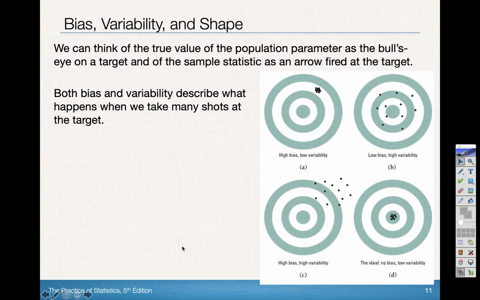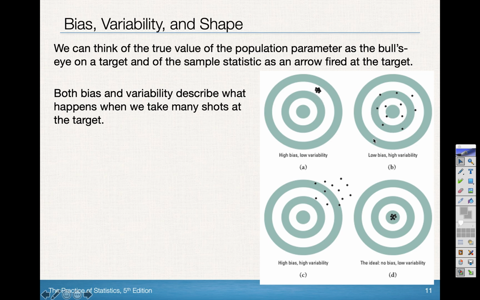So here are some examples. The first bullseye is high bias, low variability, meaning that I'm continuously hitting a spot that doesn't actually represent the parameter. Think of the bullseye as the actual parameter and each dot as a sample statistic. And I continuously hit the wrong sample statistic. What does that mean? It probably means that the way I collected my data was wrong, and I was continuously getting the wrong information.